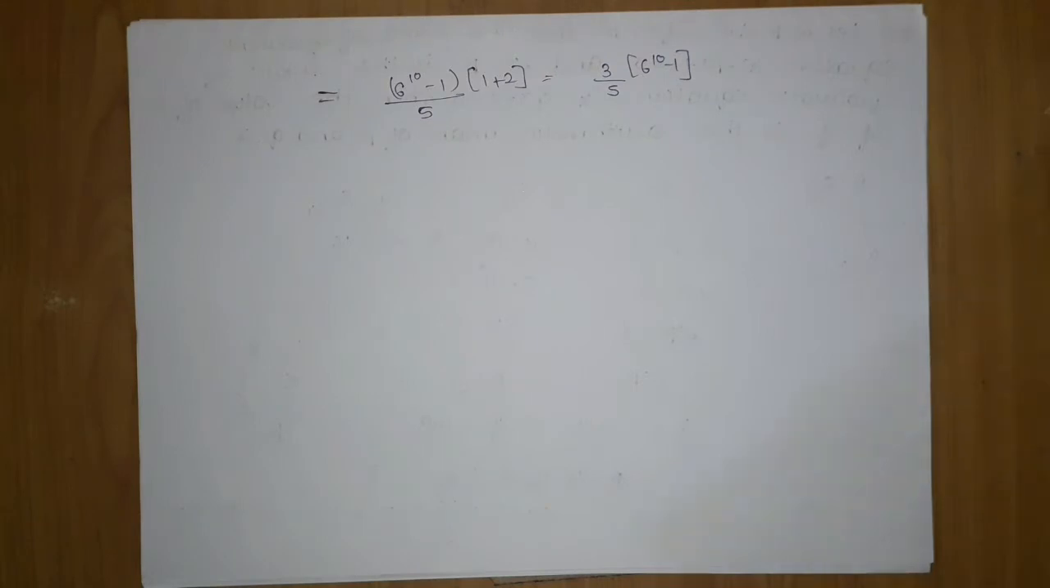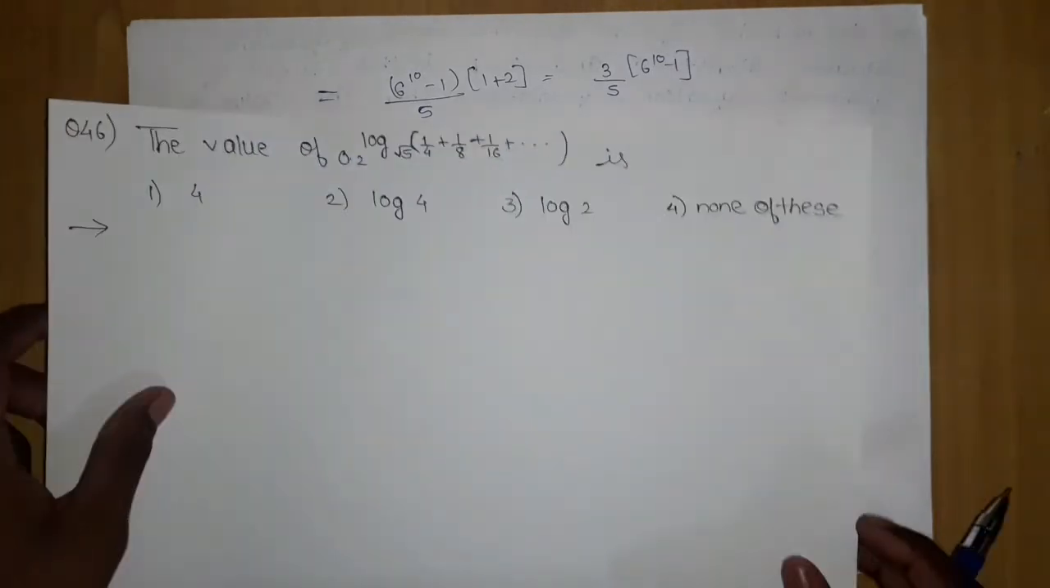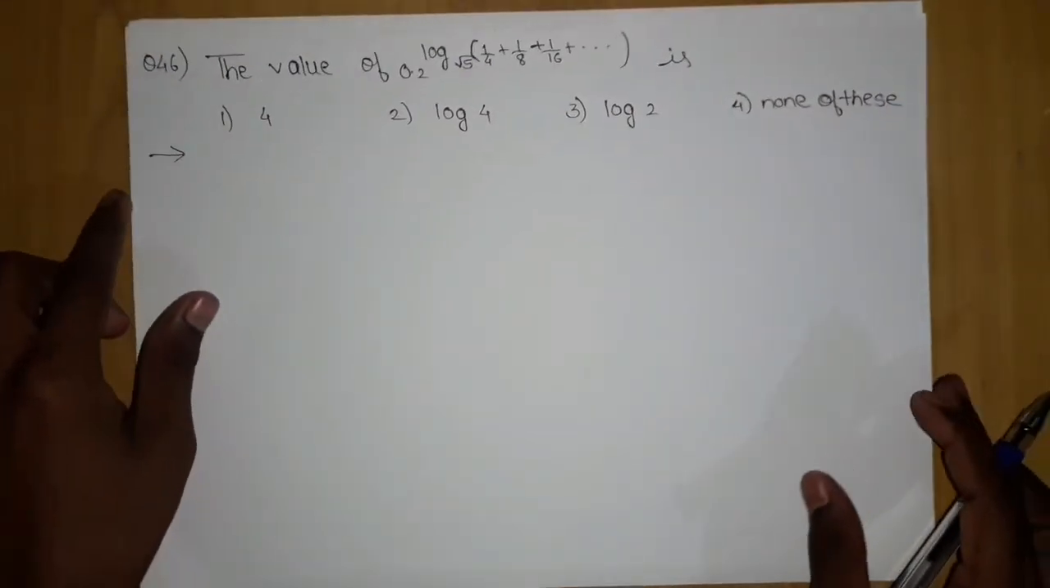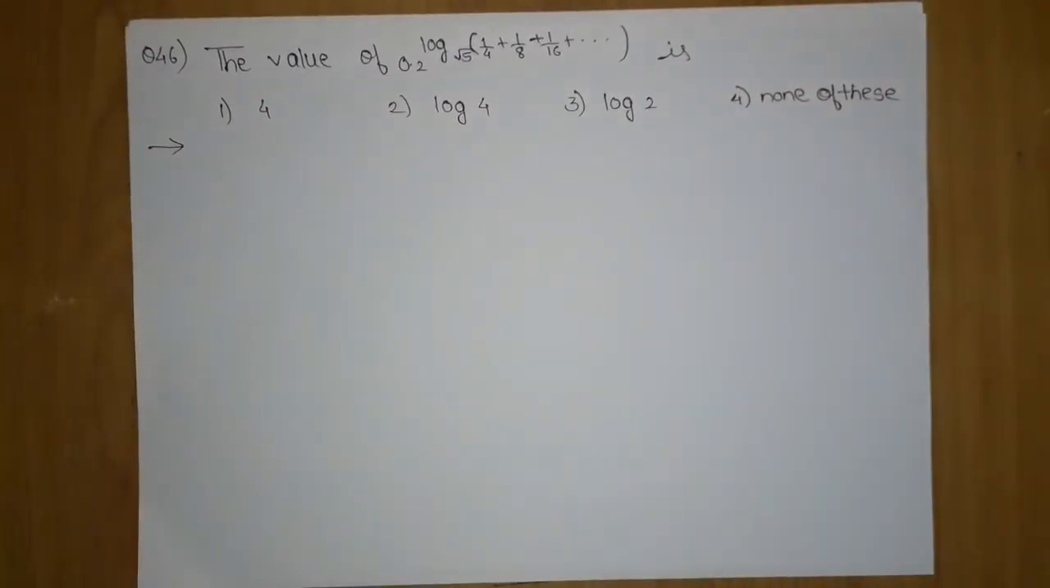Which is question number 46, which says as follows. Find the value of 0.2 power log of 1 plus 1 by 4 plus 1 by 8 plus 1 by 16 and so on, till infinity, with base under root 5.